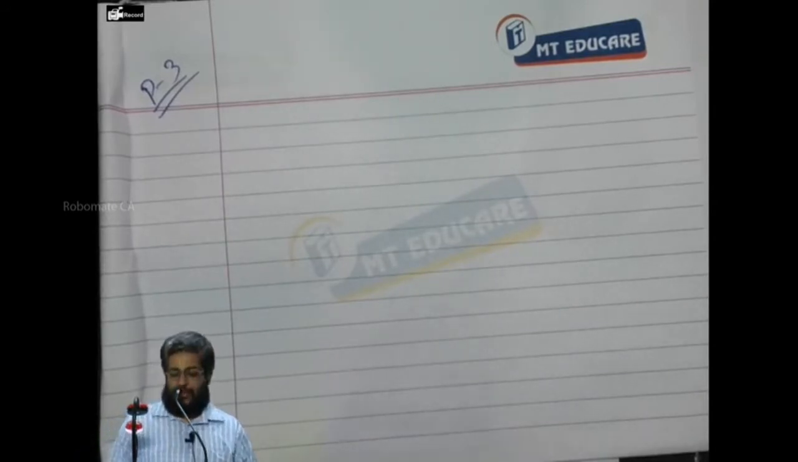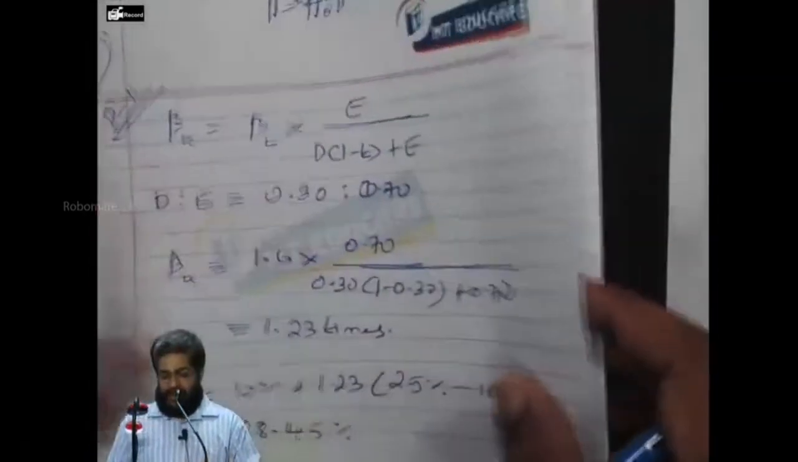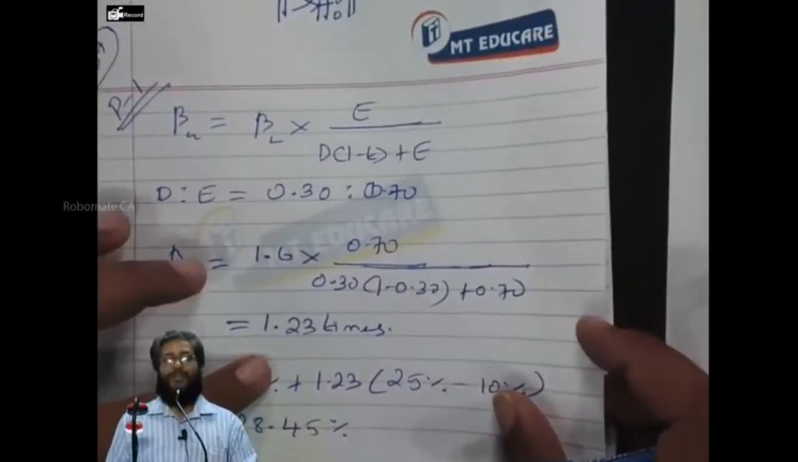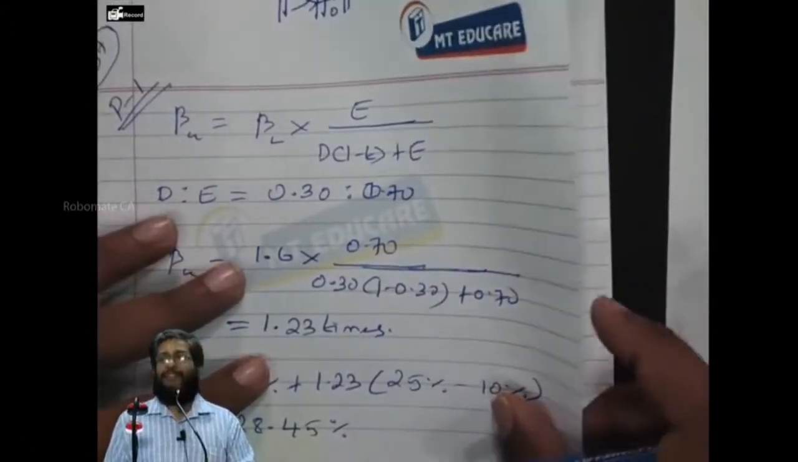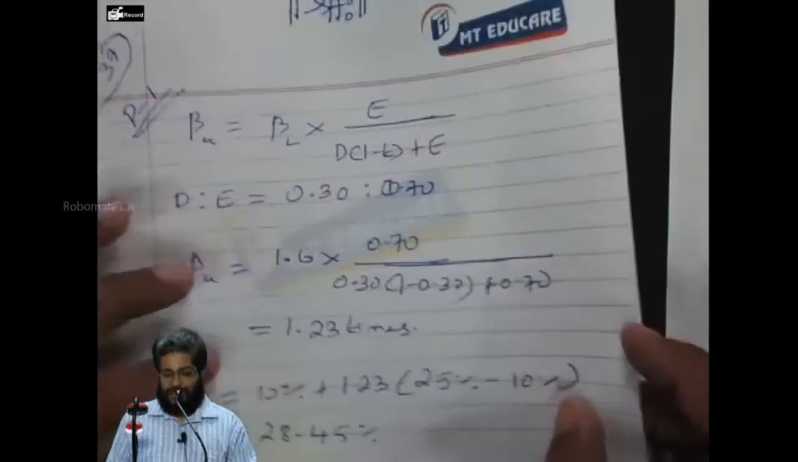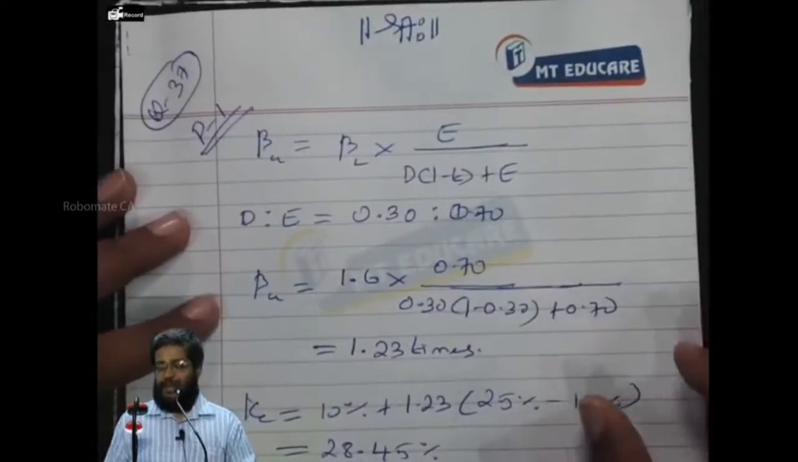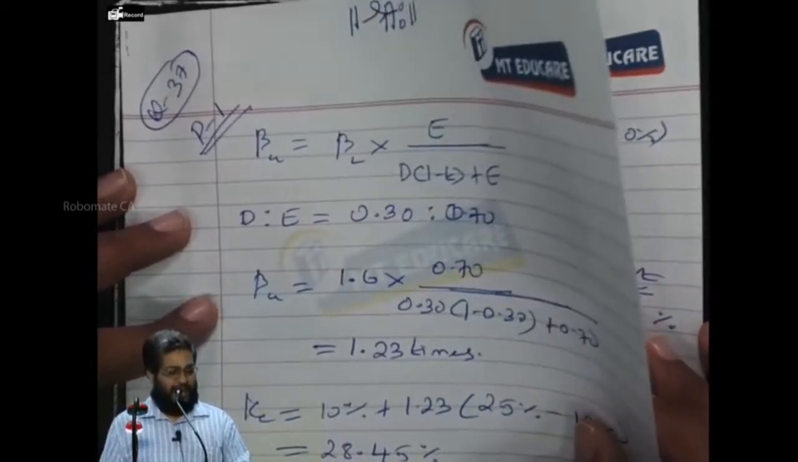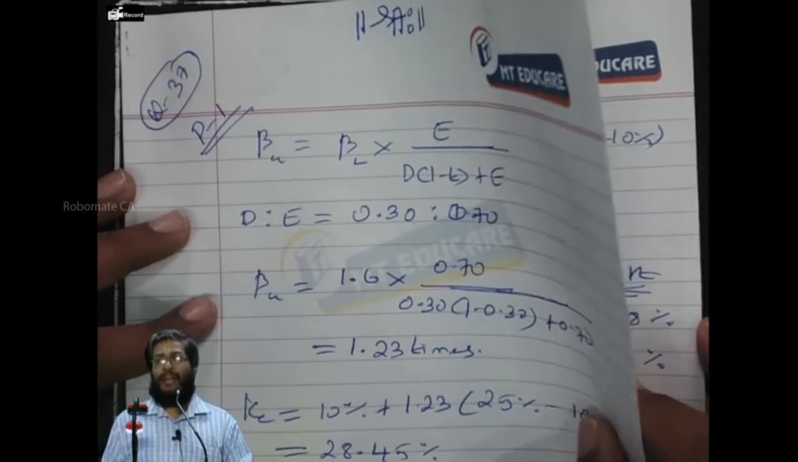Beta u is equal to, we already calculated it. How much did you calculate? Beta u is equal to 1.23 times. Refer to part 1 calculation.